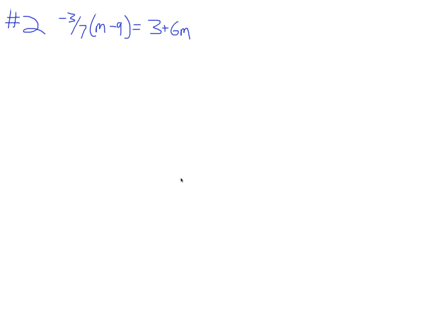So, as you can see, I've already got number 2 written up here. There's the problem there: negative 3/7 times (m minus n) equals 3 plus 6m. When you have these types of problems, the first thing you always want to do is get rid of your fractions. You could multiply this negative 3/7 into the parentheses and then go from there, but in the end you're going to want to get rid of that fraction anyway, so let's just start off by doing that. So I'm going to multiply by 7 on this side, but what I do to one side, I've got to do to the other side.